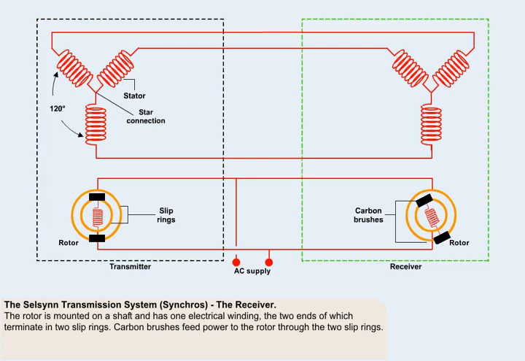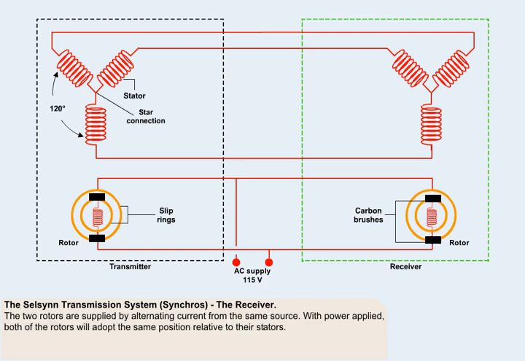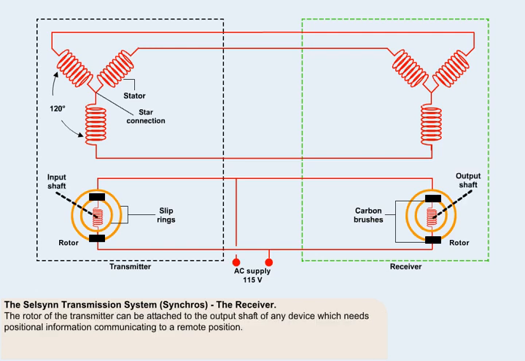The receiver is identical to the transmitter, and they are connected electrically to each other as shown here. The two rotors are supplied by alternating current from the same source. With power applied, both of the rotors will adopt the same position relative to their stators. The rotor of the transmitter can be attached to the output shaft of any device which needs positional information communicating to a remote position.